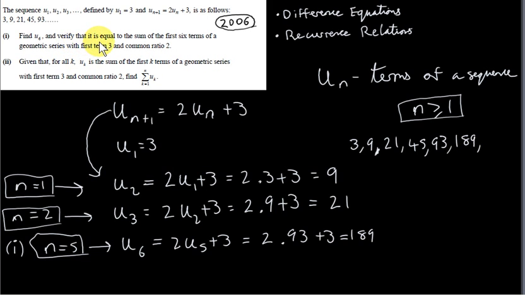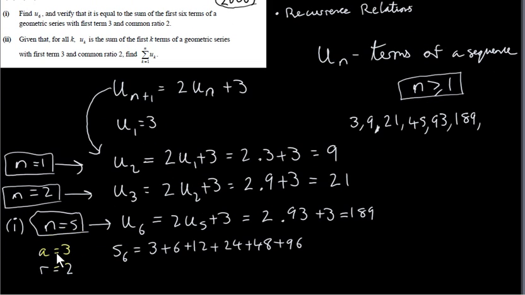We want to verify that u6 is equal to the sum of the first 6 terms of a geometric series with first term 3 and common ratio 2. The first term, called a, is 3, the common ratio, known as r, is 2. So we can write out the first 6 terms of the geometric series. Here's a. To get the second term, we multiply a by r, which is 2. So 3 2s are 6, and then we keep multiplying by 2 to get subsequent terms. I've written out the first 6 terms, and the sum of these terms is 189, which is indeed what we had to show. It's equal to u6.